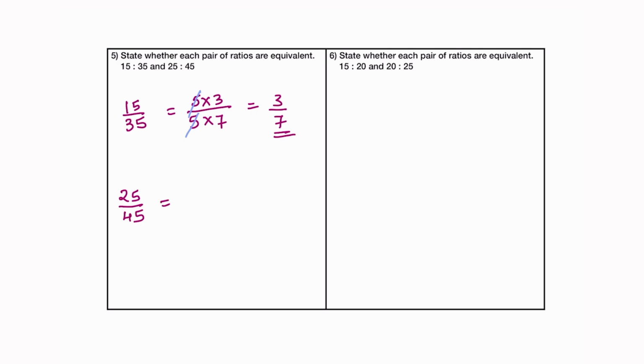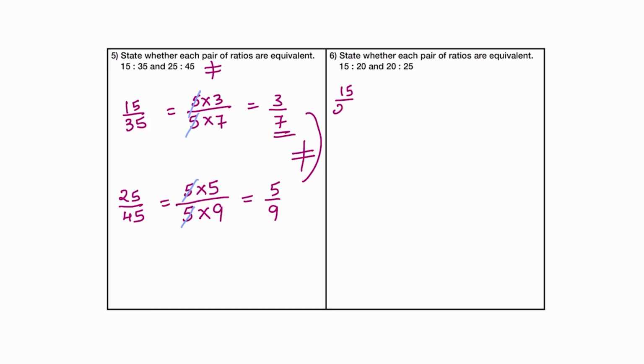Let's say this one. Again, 5 is a common factor. So this is 5 times 5 and that's 5 times 9. 5 and 5 are out, which means we have 5 over 9. Are they equal? This and this ratios? No, they are not equal. And therefore, these two ratios are also not equal.